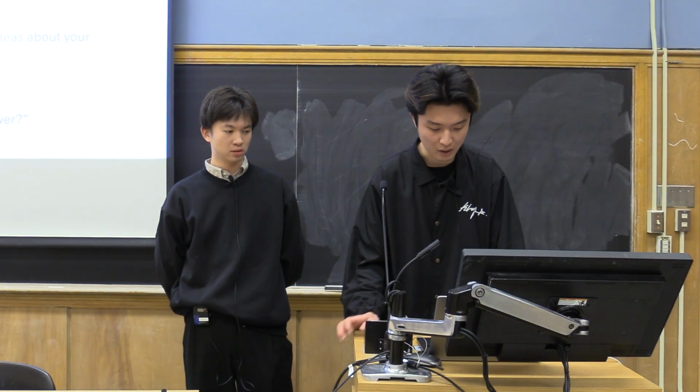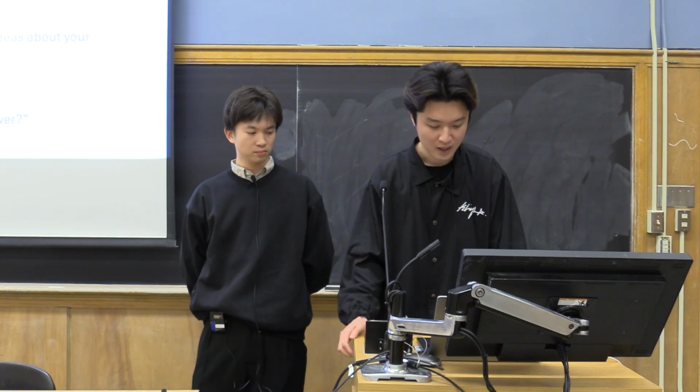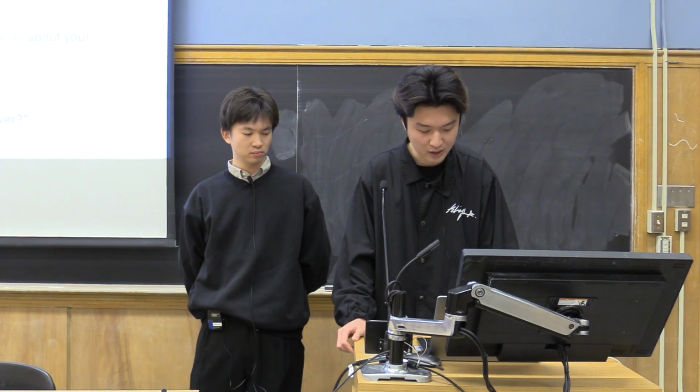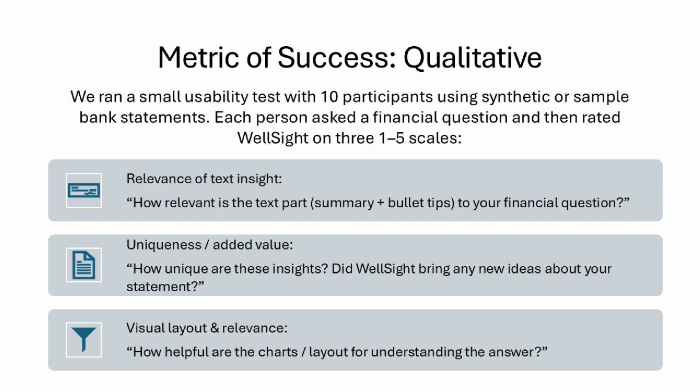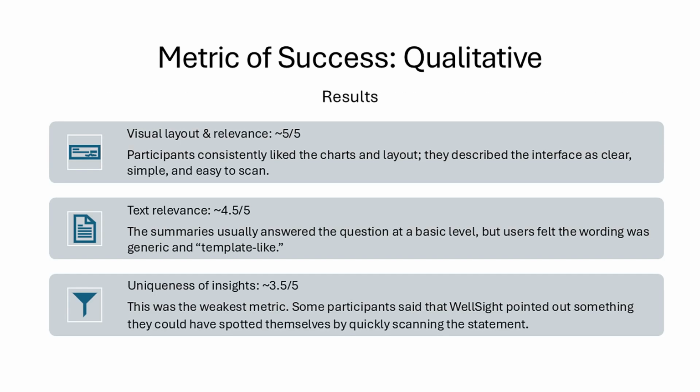To understand how well it works in practice, we also ran a small usability test with 10 volunteers. Each person uploaded a sample bank statement and rated WellSight on three dimensions: the relevance of the insight, uniqueness or added value, and the visual layout, as shown here. For the feedback results, the general performance is acceptable, except the uniqueness of insight. WellSight only got a 3.5 out of 5 on it. Some participants said that WellSight pointed out something they could have spotted themselves by quickly scanning the statement.